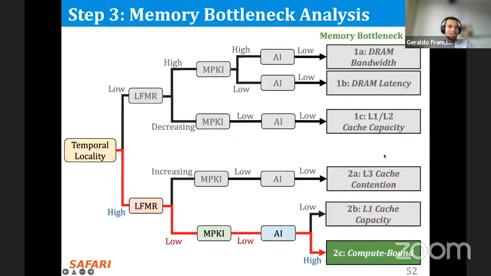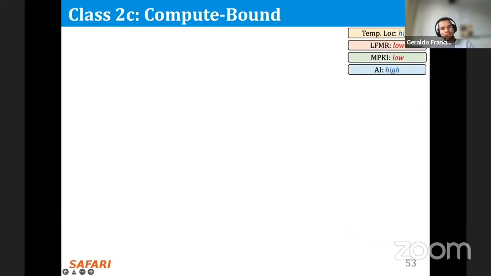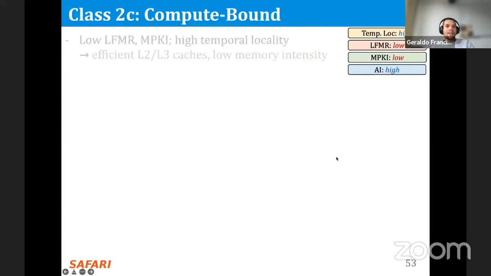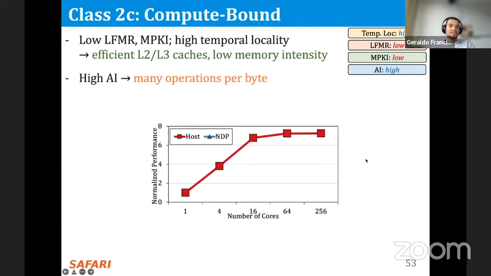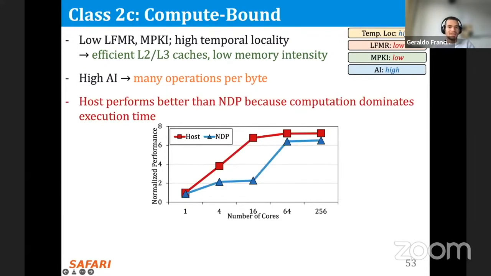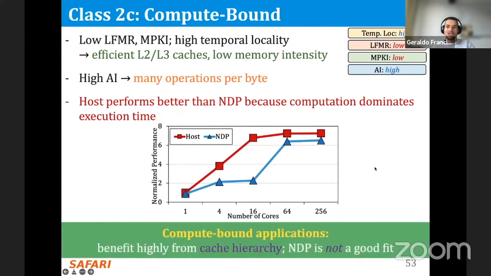Finally, we analyze compute bound applications. Applications in this class have high temporal locality and arithmetic intensity, low last-level-cache miss ratio, and low MPKI. The low last-level-cache miss ratio, low MPKI, and high temporal locality in this case indicate that such applications make effective use of the cache hierarchy and also have low memory intensity. However, contrary to Class 2B applications, the high arithmetic intensity indicates that such applications execute many operations per byte loaded from the memory hierarchy. We observe that the host performance is always greater than the NDP performance for the applications in this class. We conclude that Class 2C functions do not experience large memory bottlenecks and are not a good fit for NDP systems in terms of performance.